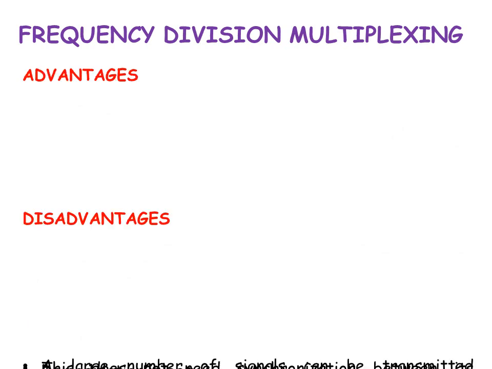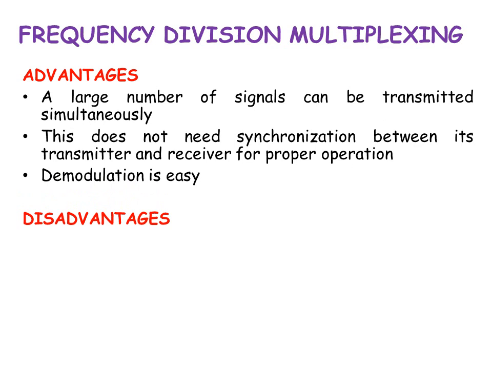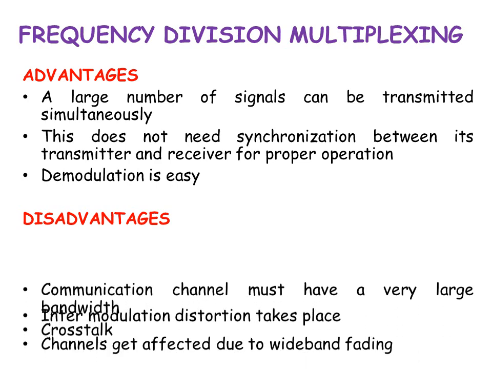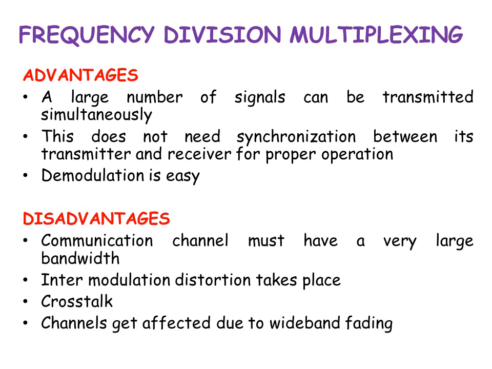So the advantages and disadvantages. Advantages are that a large number of signals can be transmitted simultaneously, and it does not need synchronization between the transmitter and receiver for proper operation. Demodulation is also easy. The disadvantages: the communication channel must have a very large bandwidth. Intermodulation distortion takes place here, there is crosstalk, and channels get affected due to wide band fading.